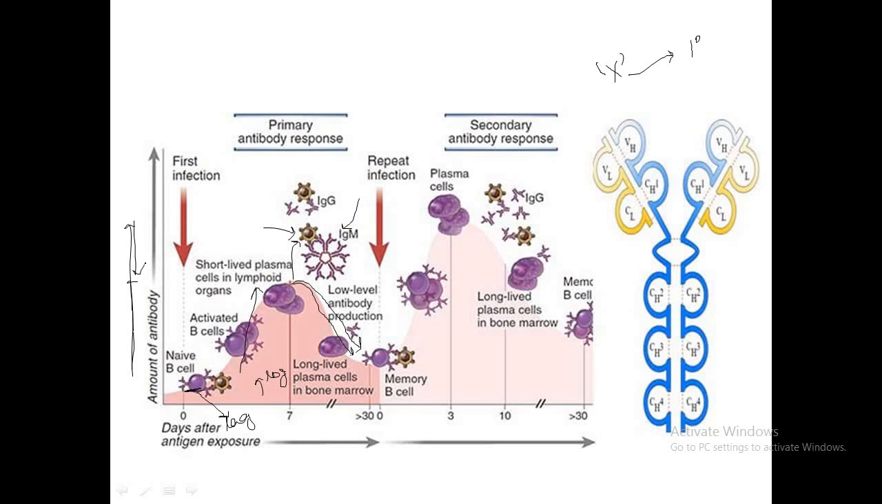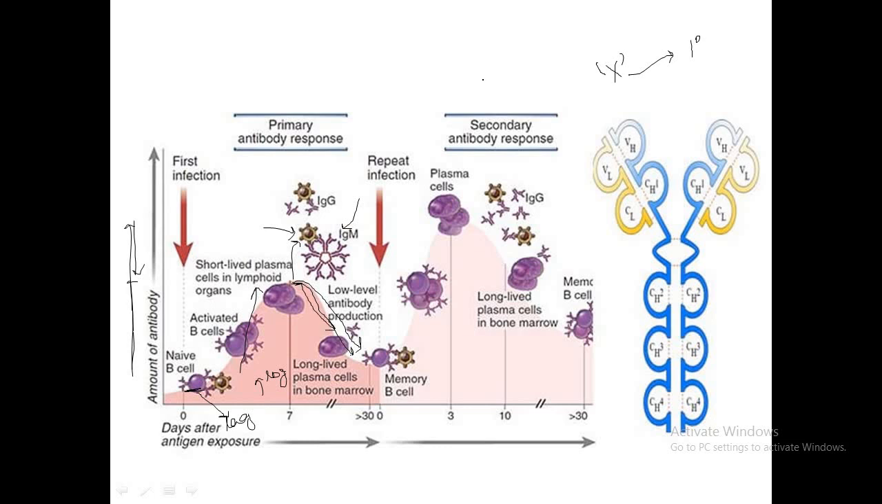So in this primary response, the production of antibody takes around 14 days, which takes a lot of time, but it will remove the antigen, and the production of antibody is also very less in this primary antibody response. You can see that the concentration of antibody is declining after this steady phase.